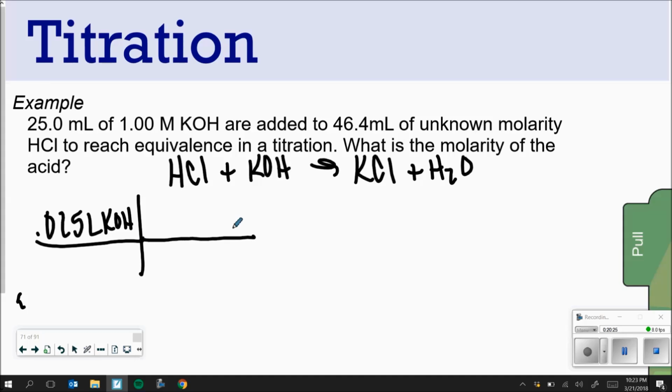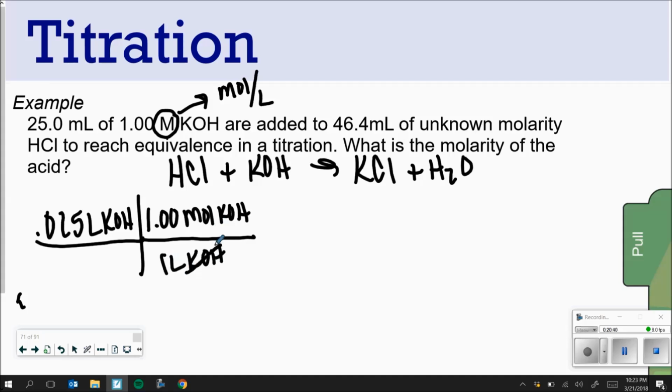Then I'm going to convert to moles using my molarity, because remember, molarity is moles per liter. If I know the molarity, I know that it's 1.00 moles of KOH for every 1 liter of KOH. Super handy. Go ahead and cross that off. Now that I'm at moles of potassium hydroxide, I can use the mole-to-mole ratio. It never goes away, and I can do stoichiometry. If I've got 1 mole of KOH, I've got 1 mole of HCl according to my balanced chemical equation.